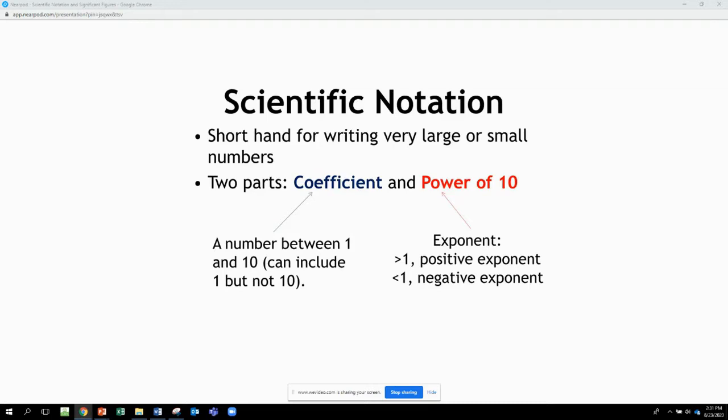Your scientific notation comes with two parts. You have your coefficient and you have a power of 10. Your coefficient is any number between 1 and 9, not 10. And then your exponent can be either positive or negative. Let me show you what that looks like.